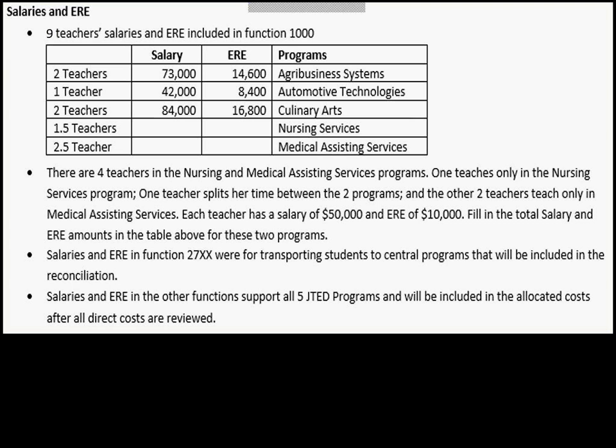1 teacher teaches only in the Nursing Services program, and 1 teacher splits her time between nursing and medical assisting. So you can see we have 1.5 teachers on the nursing line, and that 0.5 teacher there on the medical assisting. We also have 2 other teachers that teach only in medical assisting services. For ease of math, we made each teacher's salary $50,000 and their ERE $10,000. Take a second and think, what would you be filling in the total salaries and ERE amounts in this table for these 2 programs?